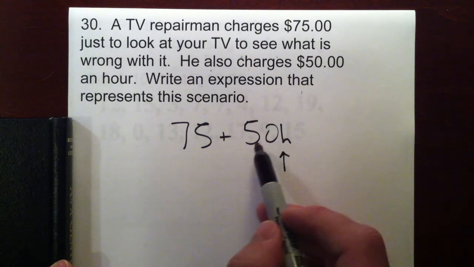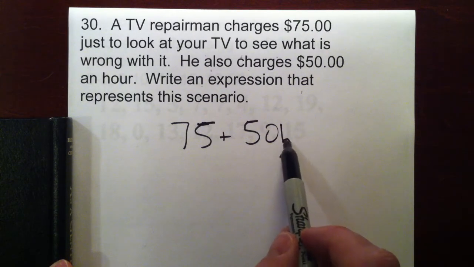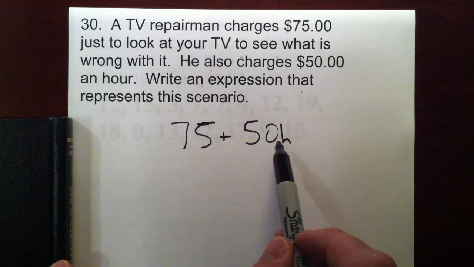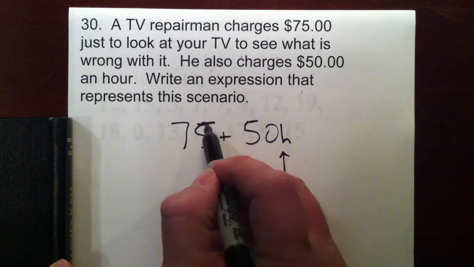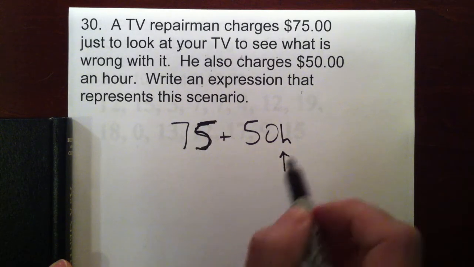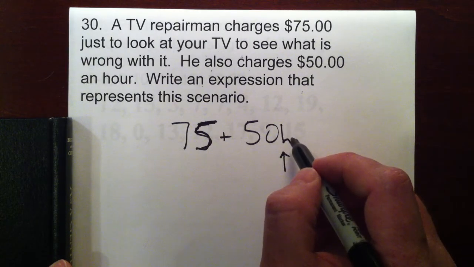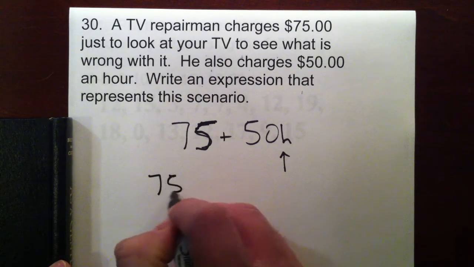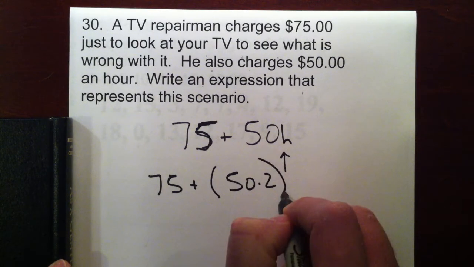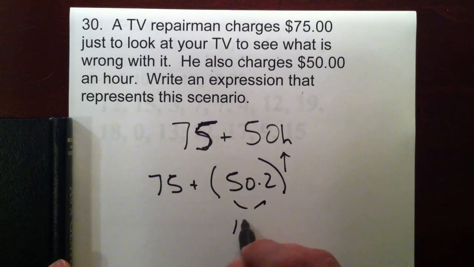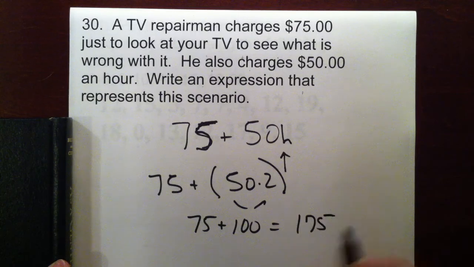Now that we have this, we know what the price is going to be for any given number of hours that he comes out. So if he just comes out and is there for less than a minute, you're going to get charged at least $75. If he stays there for 2 hours, you can plug that number in here and figure out how much the cost is going to be. It'll be 75 plus 50 times 2. Well, 50 times 2 is 100, plus 75 equals $175.